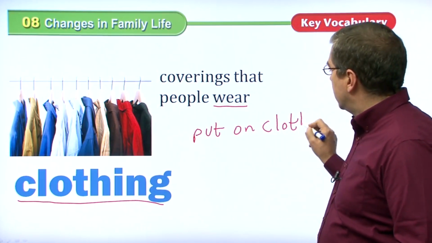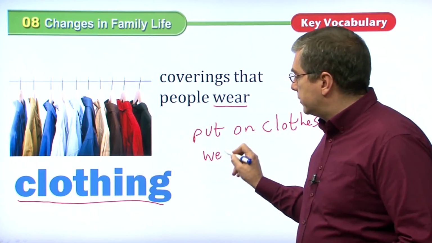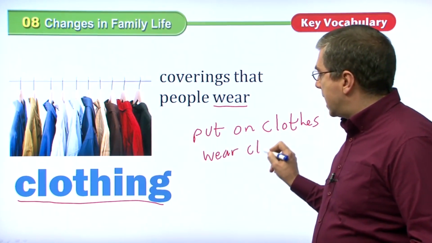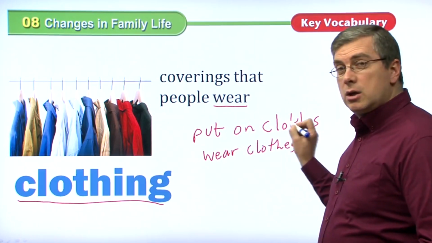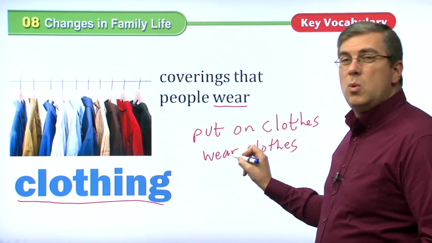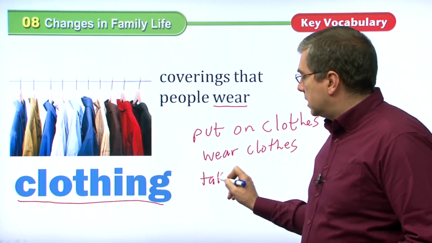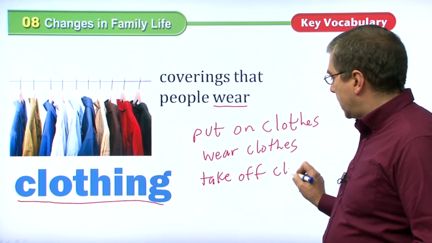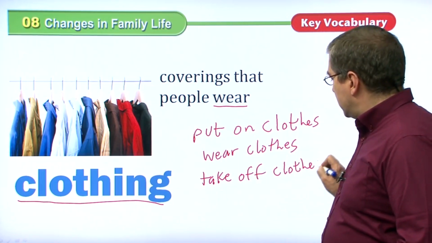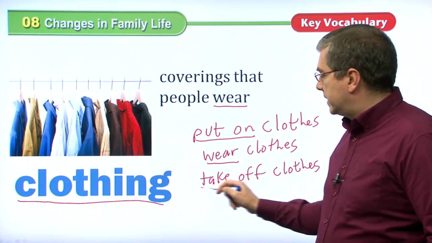We put on clothes in the morning and we wear clothes during the day. Okay, so in the morning you put on clothes, during the day you wear your clothes, and then at night, before you get to bed, you take off your clothes. Okay, so basically 3 types of verbs we use with clothes: put on, wear, take off.